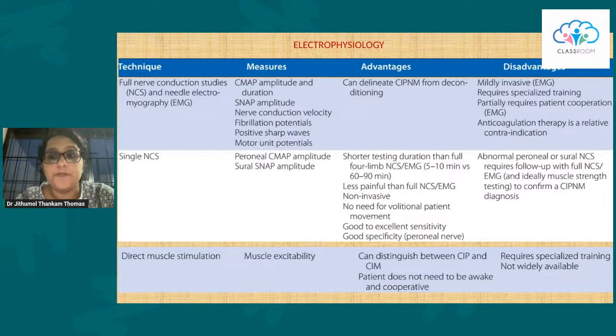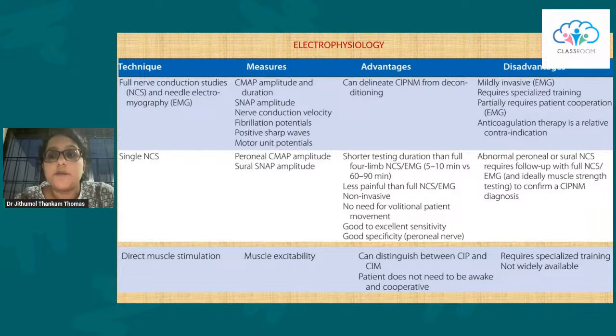Or you can do a single nerve conduction study. That is, you just check the CMAP on one motor nerve, the peroneal nerve, and on a sensory nerve you check the SNAP amplitude. When you do it on a single subset of nerves rather than multiple nerves, it is obviously of shorter duration. It takes around 5 to 10 minutes versus about 1 hour for a full NCS and EMG. It is less painful, non-invasive, and here you don't need volitional patient movement. You're just seeing the SNAP and the CMAP. But if your peroneal or sural nerve, whichever you have tested, shows an abnormal result, then you will have to follow it up with a full NCS to confirm the diagnosis.